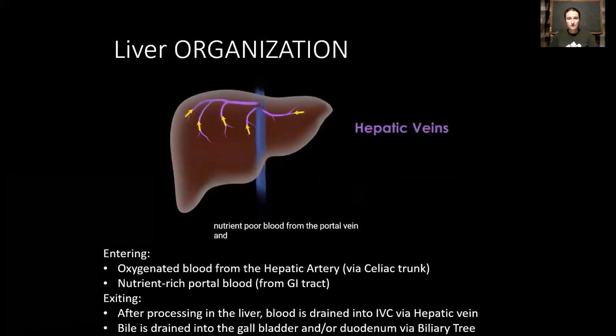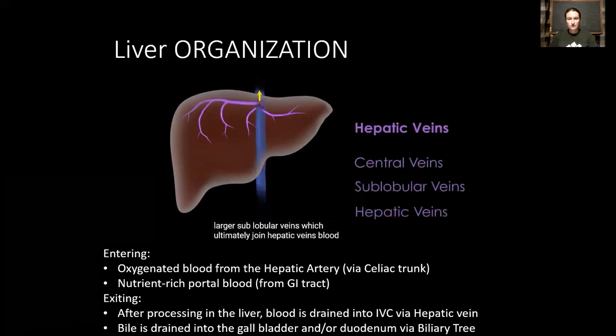Blood from the portal vein and hepatic artery mixes as it enters and passes through a liver lobule, the classical structural unit of the liver. Blood then percolates through the lobule and is collected by the hepatic or central vein. Central veins unite to form larger sublobular veins, which ultimately join the hepatic veins. Blood flows to the heart via the inferior vena cava.